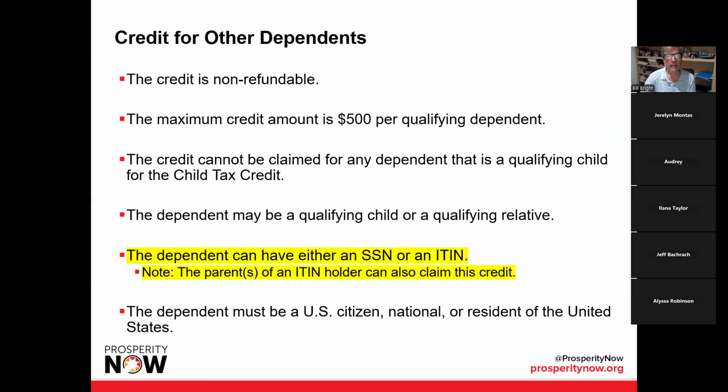Credit for other dependents. Okay, this is non-refundable, and the max is $500 per qualifying dependent. Again, the credit can't be claimed for a dependent that is a qualifying child for the child tax credit. So you get one or the other. It could be a qualifying child or a qualifying relative. The dependent can have either a social or an ITIN. The parents of an ITIN holder can also claim the credit. Dependent must be a U.S. citizen, national, or resident of the United States. This is generally something we see for children in the home who are 17 and older. So 17, 18, 19, still living at home, not in college yet. That's the frequent group.